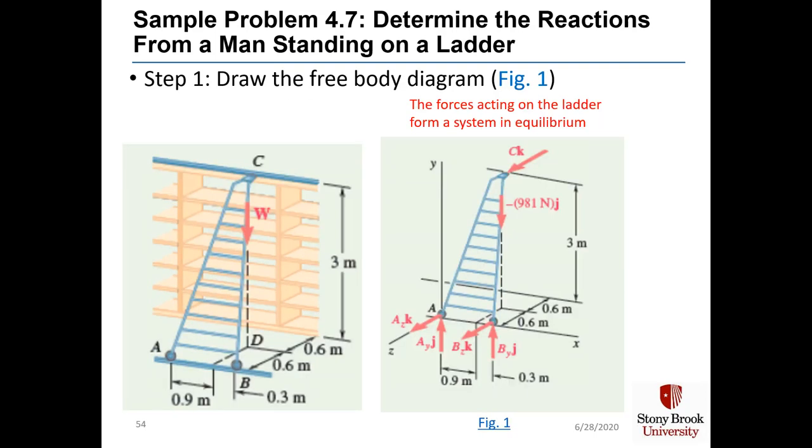Step one is to draw the free body diagram shown in figure one. We're using flanged wheels, and they can move easily along the x-axis on the floor, which means there are no forces A sub x and B sub x. We just have forces AZ, AY, BZ, and BY. We have a force C in the Z direction from the definition of the wheel that was given to us. It's a wheel that can only provide support in the Z direction, and the weight of the 20 kilogram ladder and the 80 kilogram man adds to 100 kilograms, which is 981 newtons. That force is the force of gravity, which acts directly downward.